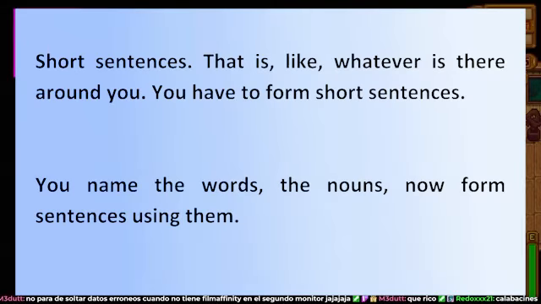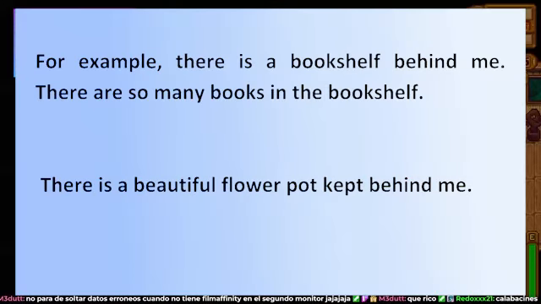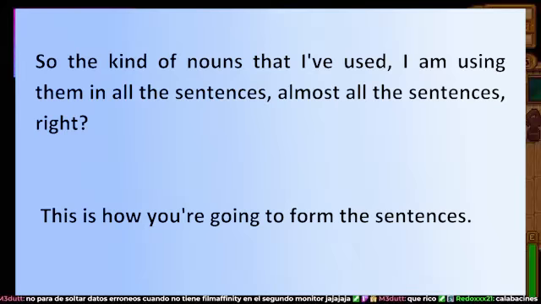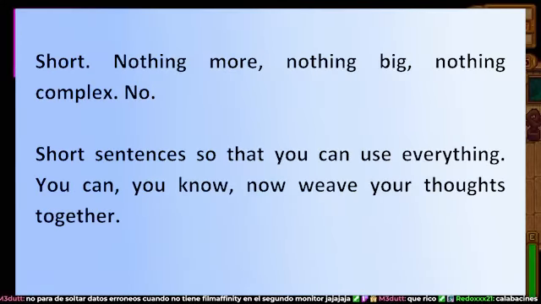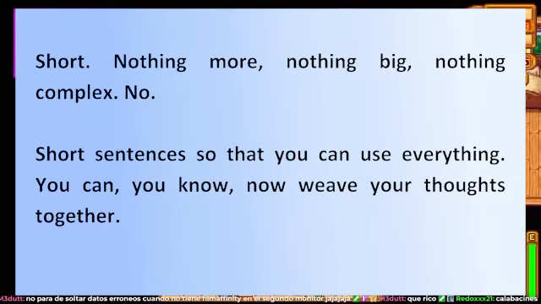You name the words, the nouns. Now form sentences using them. For example, there is a bookshelf behind me. There are so many books in the bookshelf. There is a beautiful flower pot kept behind me. So the kind of nouns that I've used, I am using them in all the sentences, almost all the sentences, right? This is how you're going to form the sentences. Short. Nothing more, nothing big, nothing complex. Short sentences so that you can use everything. You can now weave your thoughts together.